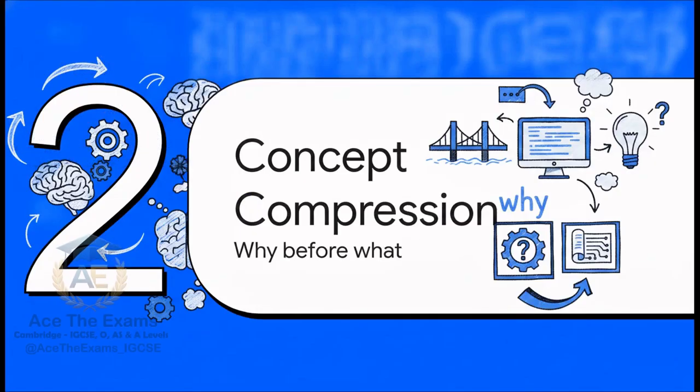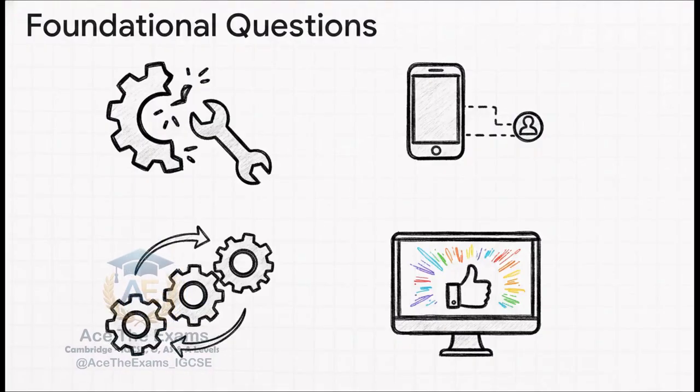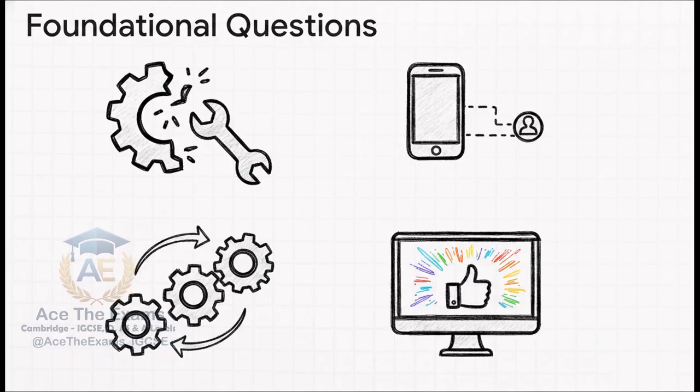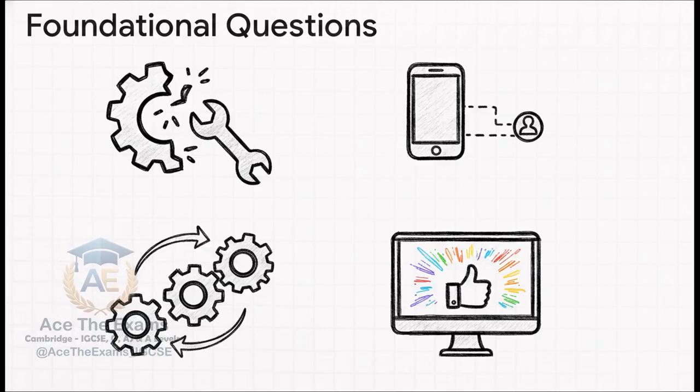Moving on to Section 2, the concept compression technique. Answering the why before the what. This is a genuinely brilliant method used within a memory and recall cycle to clarify the real-world purpose of a topic before you even attempt to memorize its technical specifications. To do this effectively, there are 4 foundational questions you must answer first. Number 1, what digital problem does it solve? Number 2, what data or device is involved? Number 3, what process is taking place? And number 4, what practical consequence follows for a user, a system, or an organization?